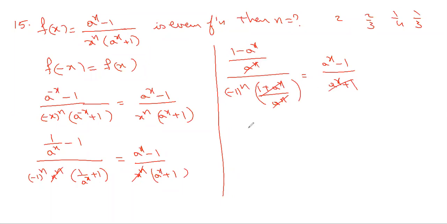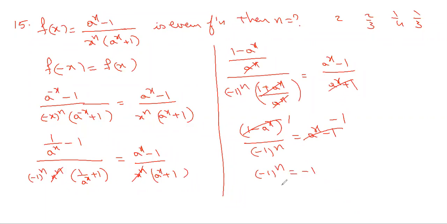If you cancel everything here itself, it will be confusing. That's why I'll write one more step. Minus 1 power n equal to a power x minus 1. So now if you cancel this, you get a minus 1 here, this one time, this minus 1 time. So basically the minus 1 power n equal to minus 1. And they're asking what n is equal to.